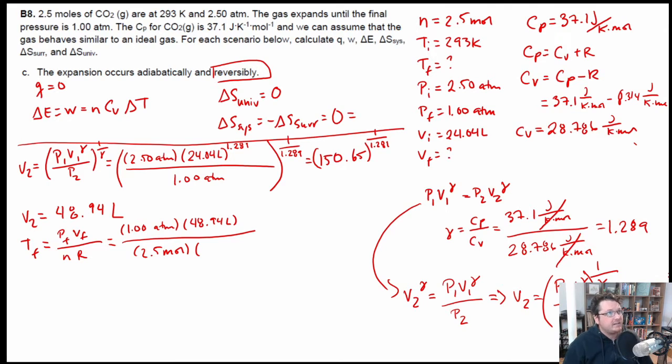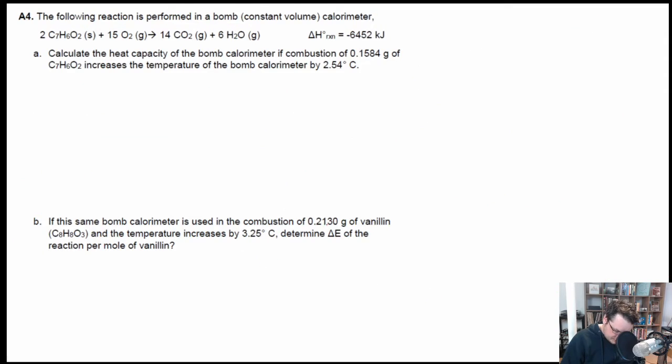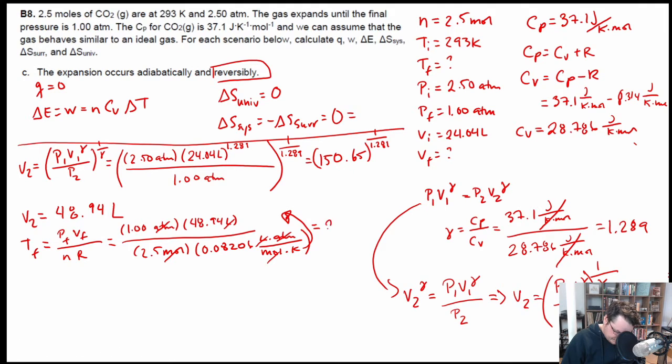And because now we're trying to cancel out liters and atmospheres, the gas constant that we should be using now is 0.08206 liters atmospheres over mole Kelvin. So atmospheres cancels, liters cancels, moles cancels, and then the Kelvin, the temperature value, jumps up. So we take all of that and plug it in. So we have 1 times 48.94 divided by 2.5 times 0.08206. So what we get is a final temperature of 238.6 Kelvin. So we have that value now.